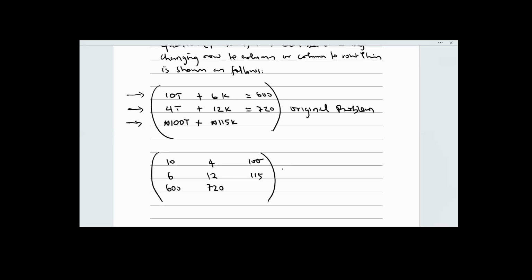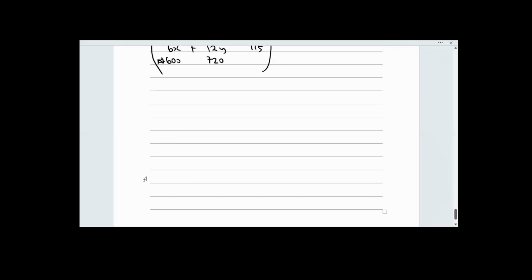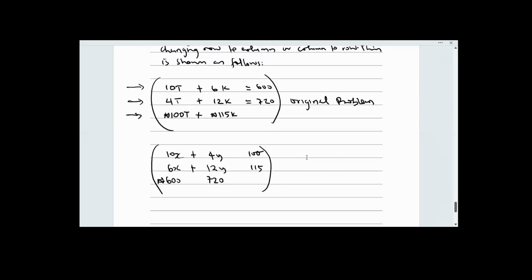This represents the dual. And then when you are finding the dual, you have to change the letter of the original matrix. The letter of the original matrix is T and K. As you are changing the dual, you also change the letter. Everything in the original problem must change. So I can say X and Y. I can say 10X plus 4Y, 6X plus 12Y, put the naira sign behind the 600.